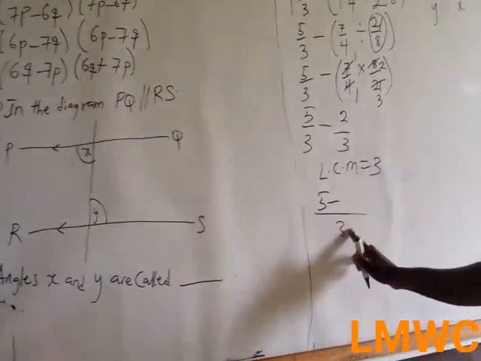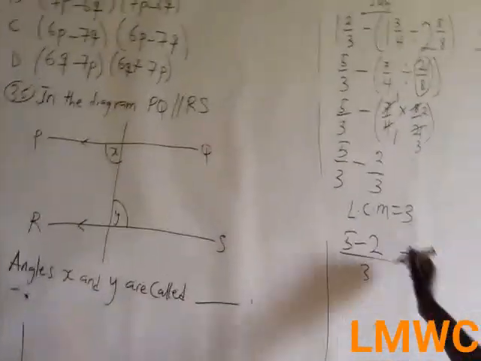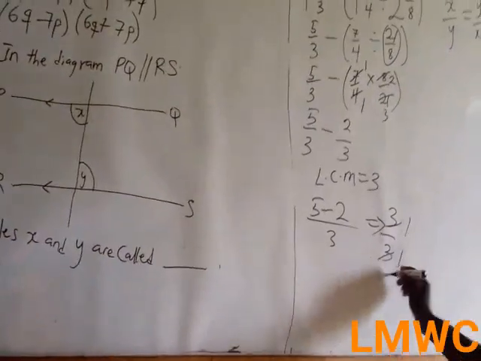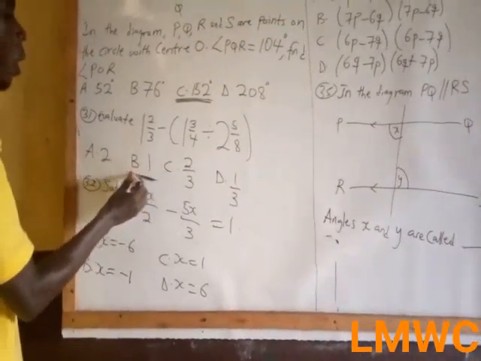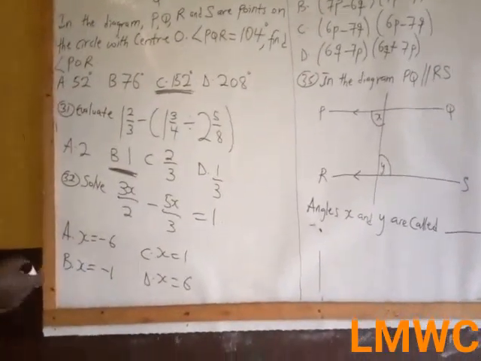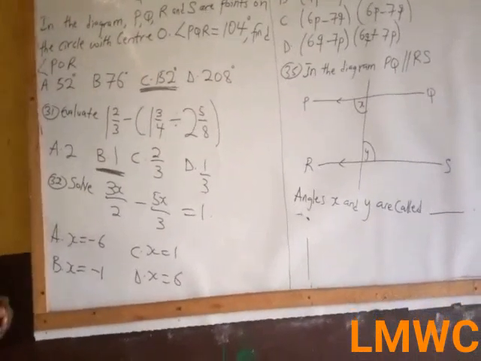Minus 3 goes into 3, how many? 1. 1 times 2 is what? 2. So 5 minus 2 is 3 over 3. And if it cancels out, it becomes what? 1. Our answer for question 31 is 1, one whole number.